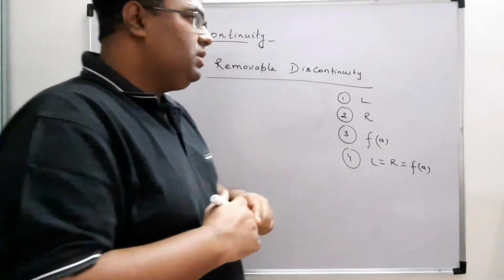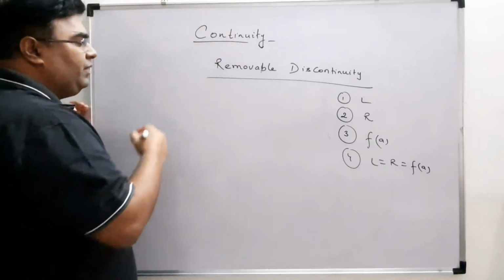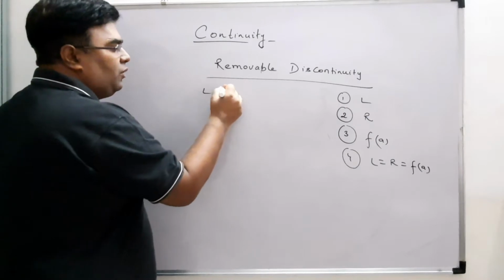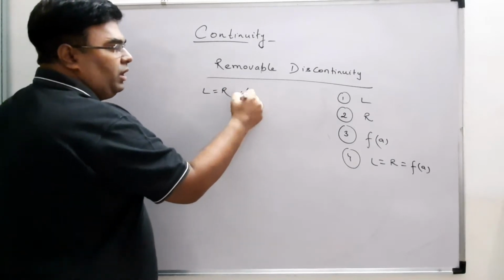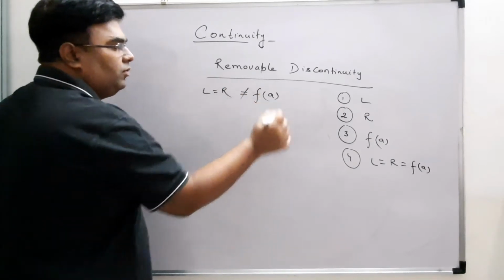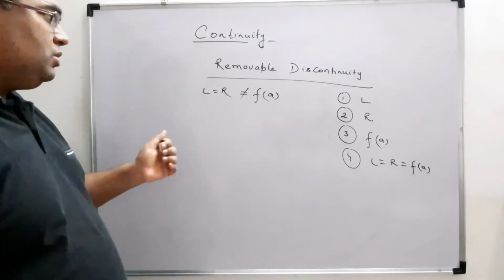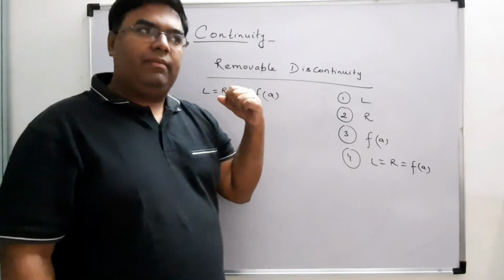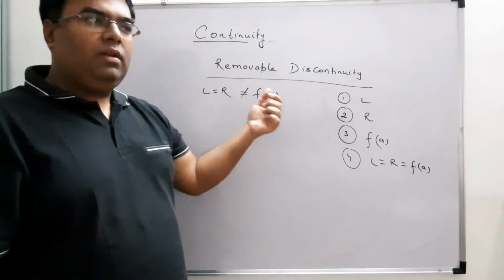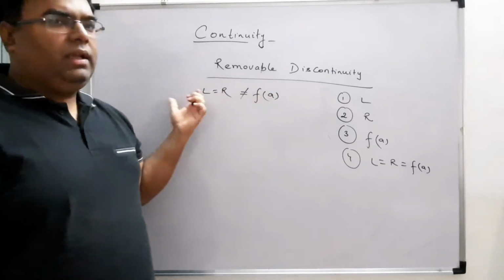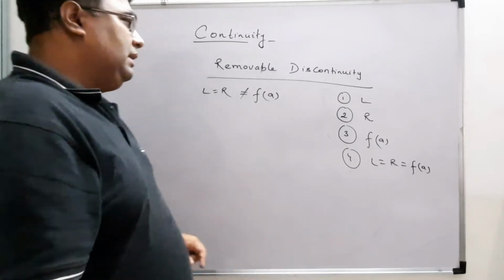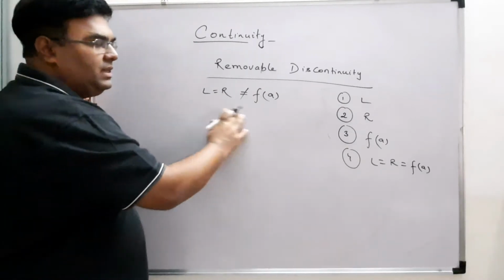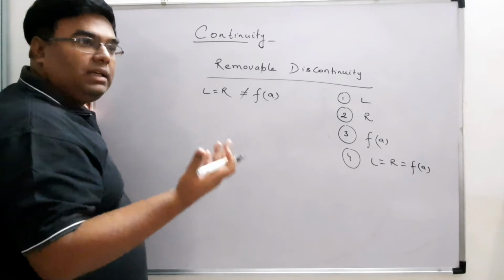Now suppose there is a case where we know that L is equal to R, but they are not equal to f(a). Neither L is equal to f(a) nor R is equal to f(a), but L is equal to R. In this case, definitely we can say the function is not continuous.